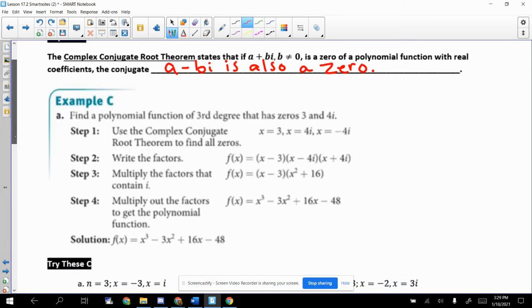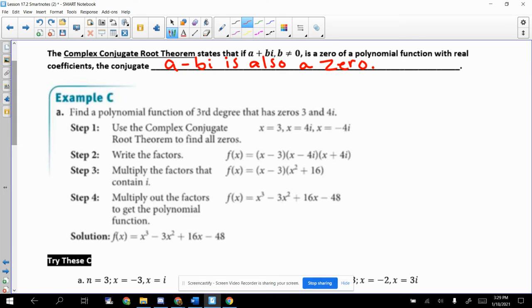So then example C, it says find a third degree, okay? So again, it should look like x cubed when you're done, but this time it said it only has the zeros 3 and 4i. So what this means up here is that if it's positive 4i, it also has to be negative 4i, because remember that plus or minus sign always comes with those imaginary terms. So that's what they did here. They wrote it as x equals 3, x equals 4i, and x equals negative 4i, the complex conjugate.